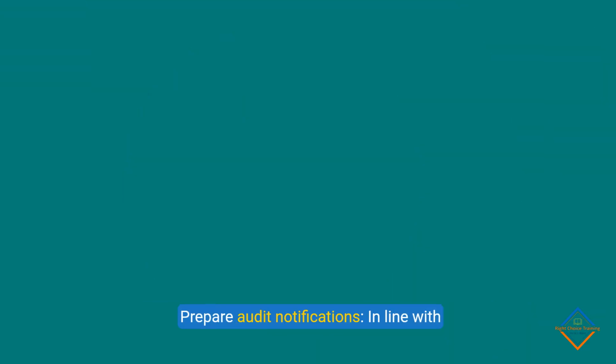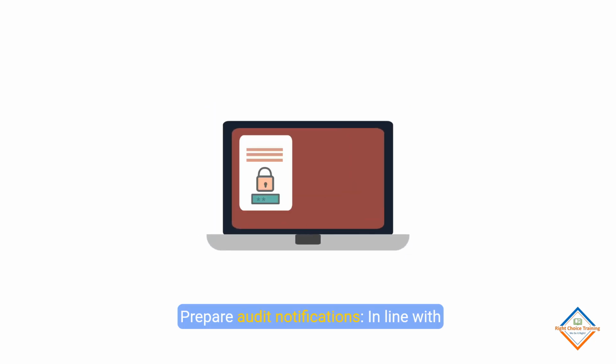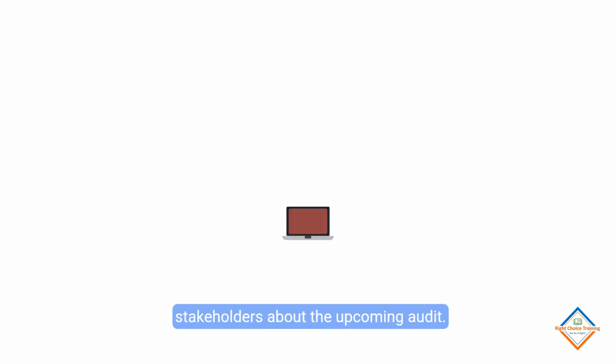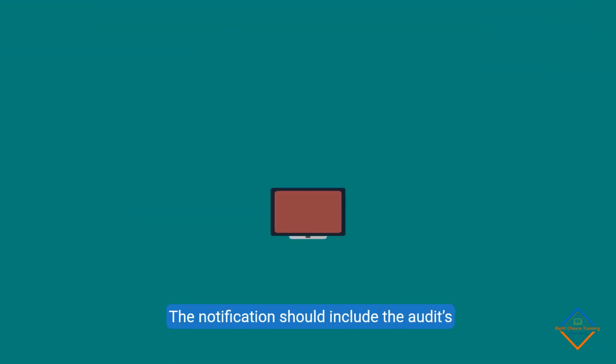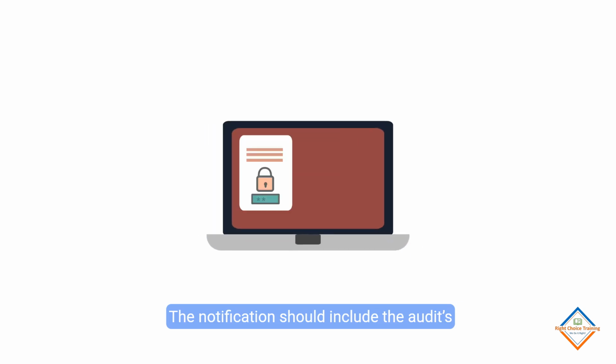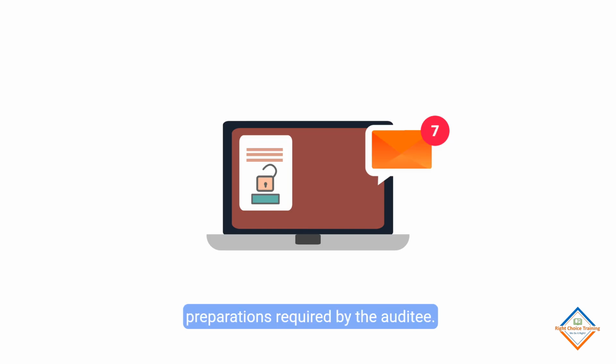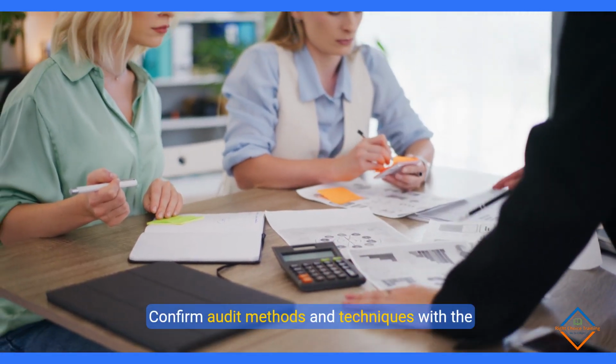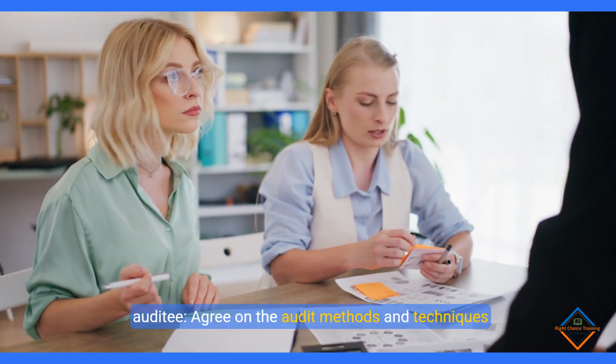2. Prepare audit notifications. In line with organizational protocols, prepare formal audit notifications to inform the auditee and relevant stakeholders about the upcoming audit. The notification should include the audit's objectives, scope, timeline, and any initial preparations required by the auditee.